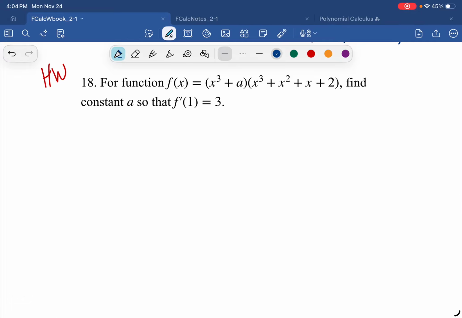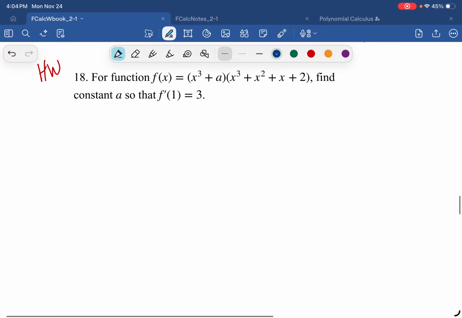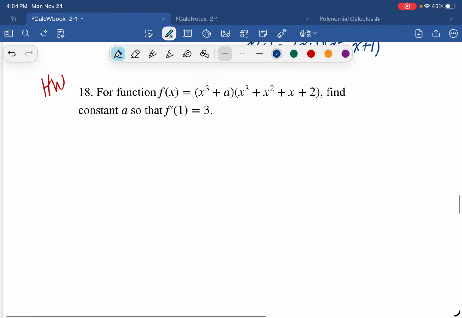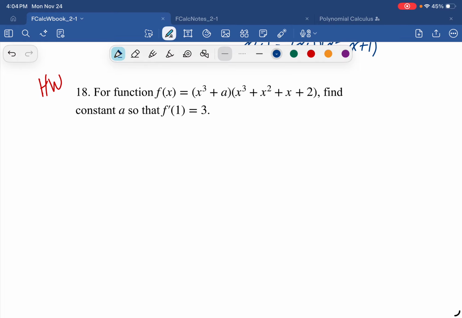All right, so in this short lesson, we'll just go over the final homework problems for chapter 2.1. So let's start with number 18. Find constant a so that f prime of 1 equals 3. So this is just a problem on can you apply the product rule properly?